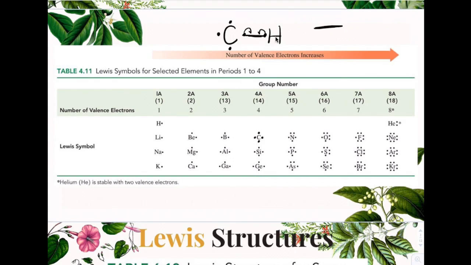Every time you see a line, you're going to think that this is equal to 2 shared electrons. If you see dots, we're going to call this a lone pair. This shared pair would be called a bonded pair, and a lone pair of electrons belongs only to one element.